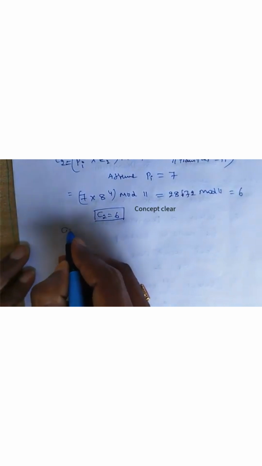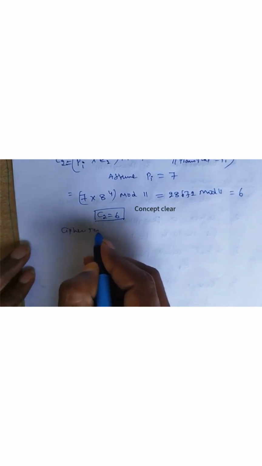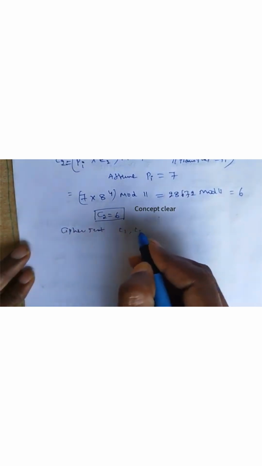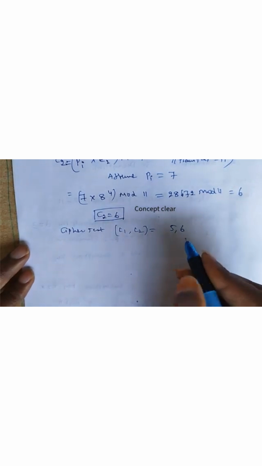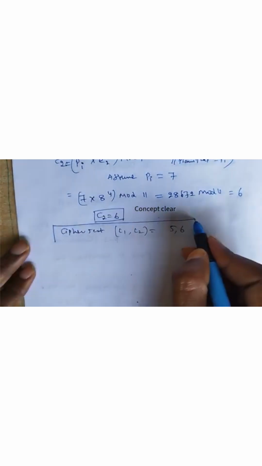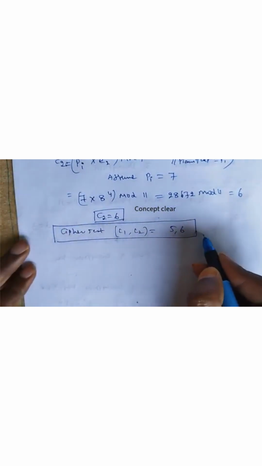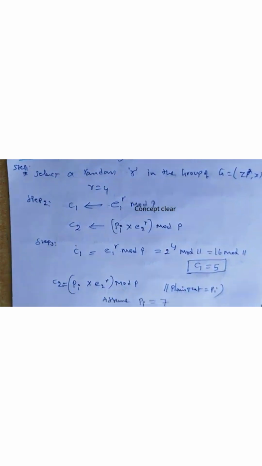So what is the final ciphertext? Ciphertext is C1 comma C2, that equals 5 comma 6. The final ciphertext is 5 comma 6. This is the encryption. Clear? What is the next step?